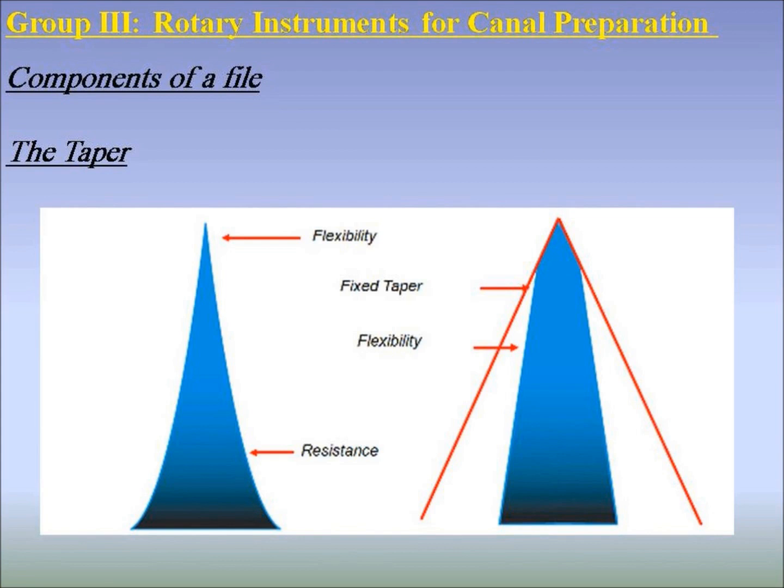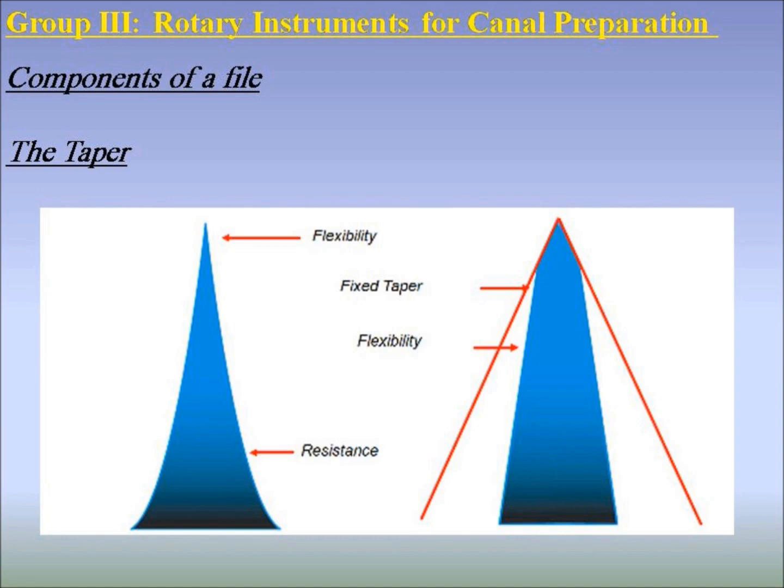Components of a file. Number 1. The taper. It is expressed as the amount of file diameter increase each millimeter along its working surface from the tip to the file handle. For example, a size 25 file with a universal 0.02 taper will have 0.27 millimeters diameter 1 millimeter from the tip, a 0.29 millimeter diameter 2 millimeters from the tip, and 0.31 millimeter diameter 3 mm from the tip.